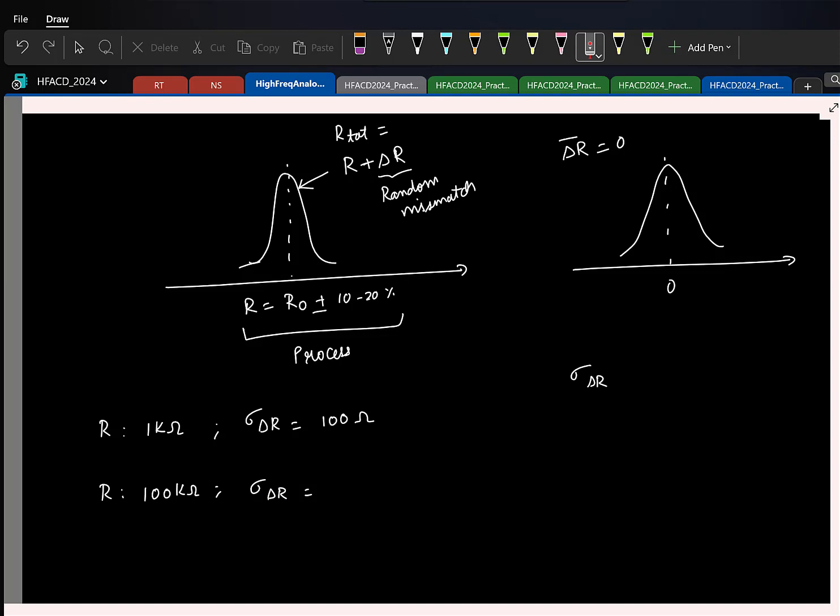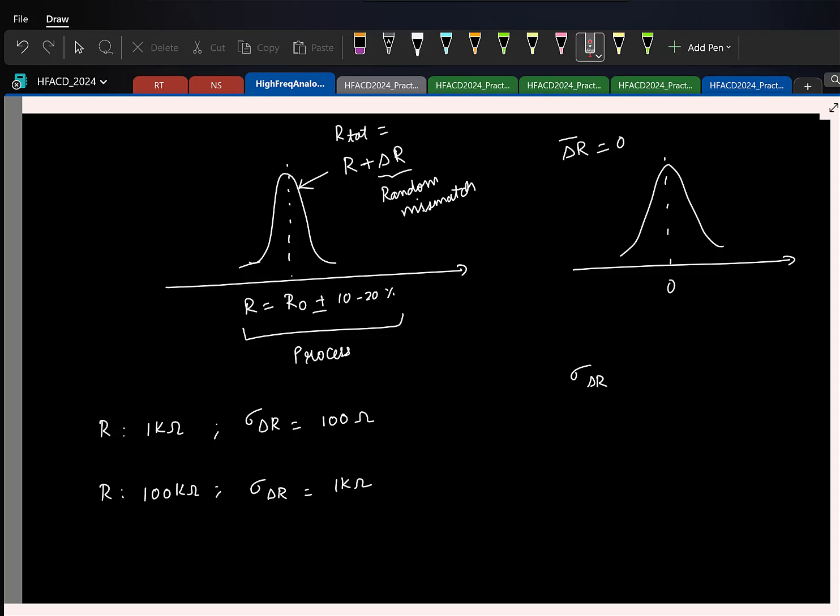I mean, I have a particular resistor. I find that the variation in that resistance value is say 100 ohms. If I increase the resistance value, what can you say about this delta R? I mean, do you think it will be the same or it will increase? Increase? I mean, at least if you follow plain logic, it should be 10 times, right?